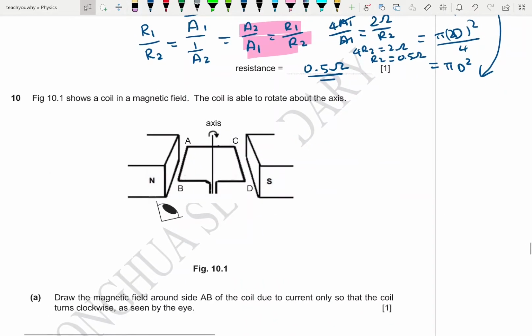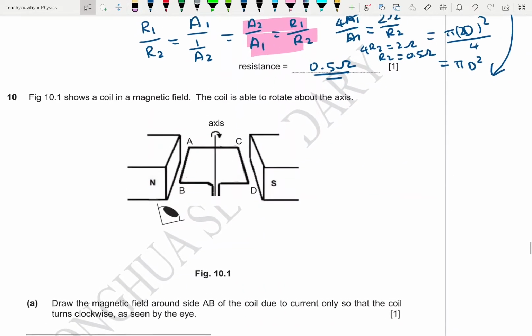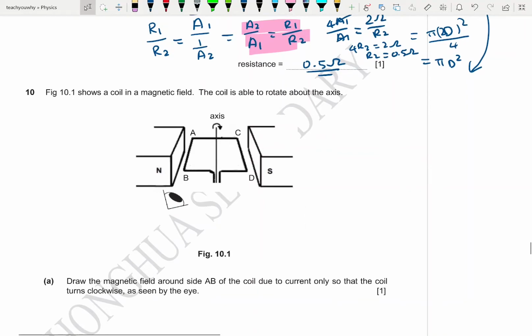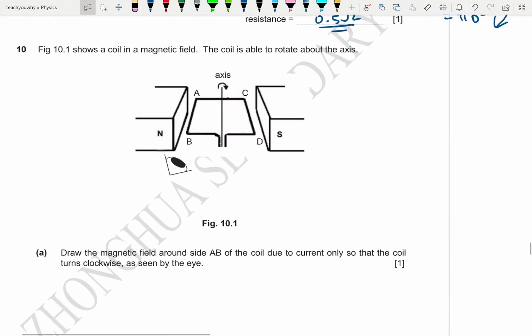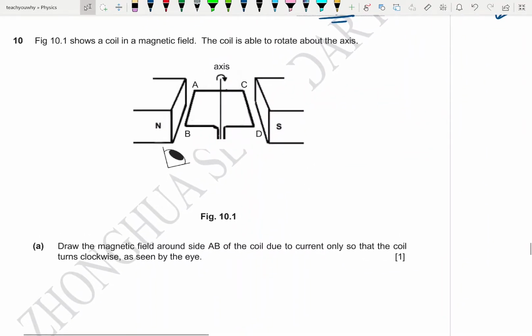Okay, question 10. So question 10 is on electromagnetism. So let's take a look at how we can solve this. Draw the magnetic field around the side AB of the coil due to the current only so that the coil turns clockwise as seen by the eyes. Okay, so well, this is a little bit of a mouthful. So clockwise means like that, like so.